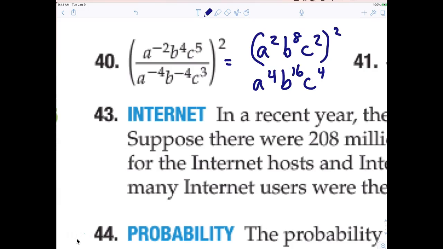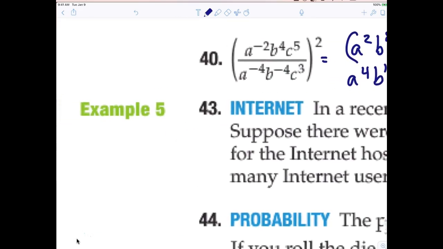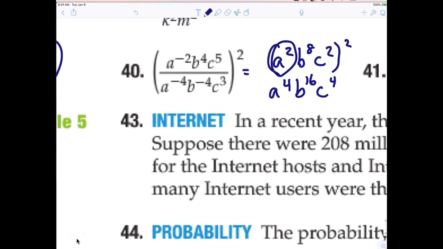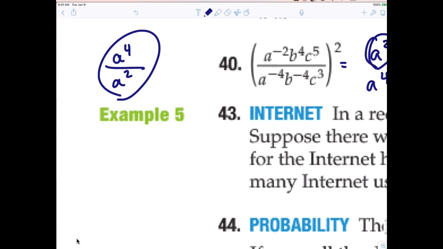Would it be wrong if we kept a to the negative 4th on top and then a to the second? No, that's not... Because look what happens. You did it right. a to the fourth over a squared. And then what does that reduce to? a to the second. Which is what we have. I'm trying to train your brain now so you can just mentally do that. That's the process of getting a squared, right? You flip it and then subtract.